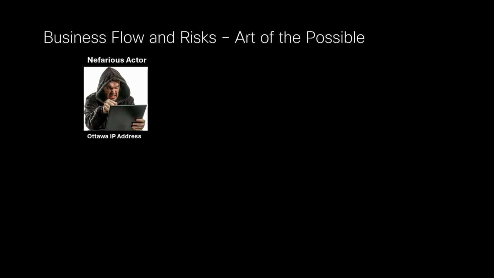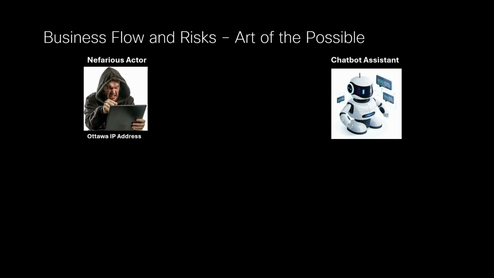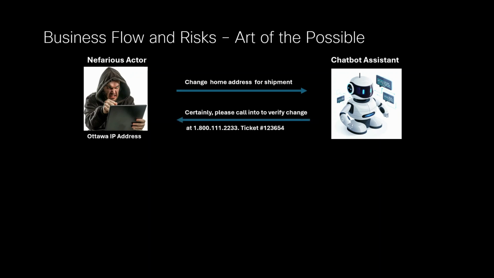Here's a nefarious actor. We don't really know this yet, but I do, right? It's an Ottawa IP address that they're connecting from. Now, this person has a little bit of information about the identity of an individual. And what they want to do is work with the chatbot and convince the chatbot to change the home address so the shipment goes to a different address. And so it starts to interact with the chatbot. The chatbot then finally says, certainly I'd love to help you, but in order for you to get your address changed, I need you to call in to verify the change. So here's the phone number and a ticket number to help accelerate or fast track that process.